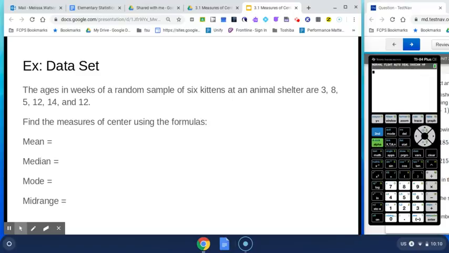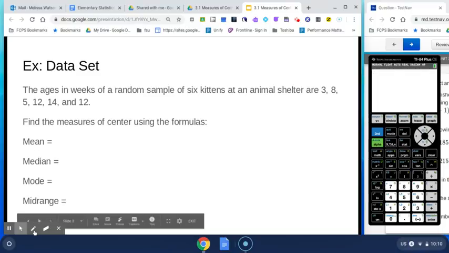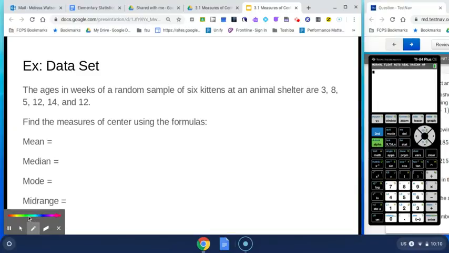So it says the ages in weeks of a random sample of 6 kittens at an animal shelter are 3, 8, 5, 12, 14, and 12. We're going to find those measures of center, again, using the formulas or the definitions. So in order to find the mean, we're going to add the numbers together. So 3 plus 8 plus 5 plus 12 plus 14 plus 12. Once we find this sum, then we're going to divide by the number of numbers in the data set. This data set has 6 numbers in it, so we're going to divide by 6.